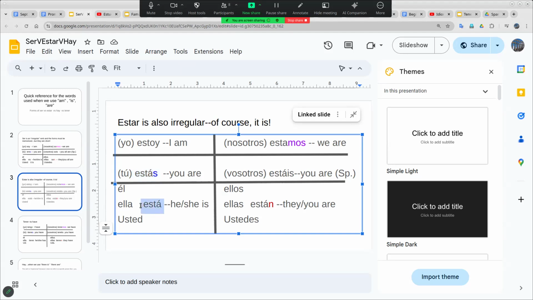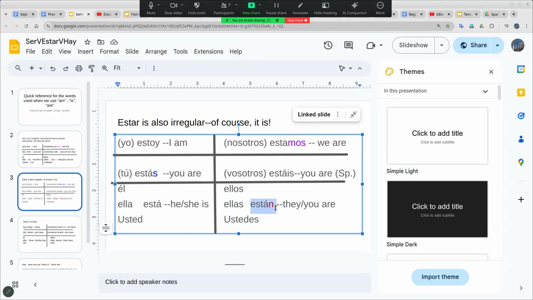Está. Estás. Talk about one person. Está. ¿Sí? Bien. Estamos. This is the we form, estamos, right? Here's the they form, están. Bien.